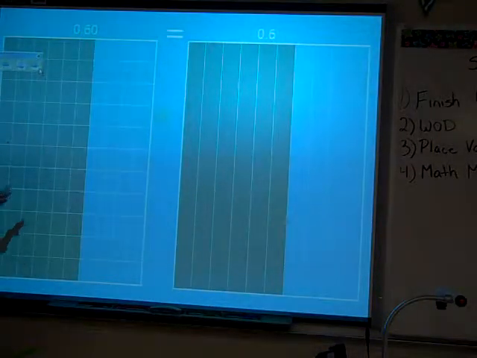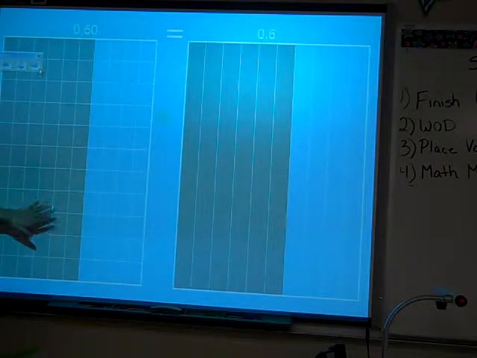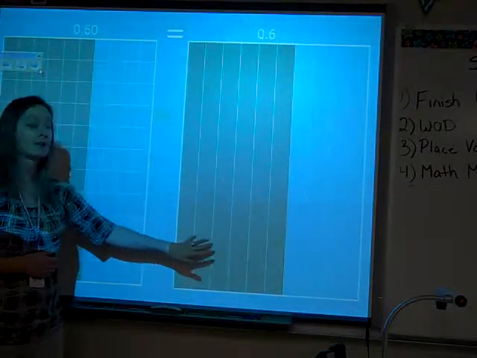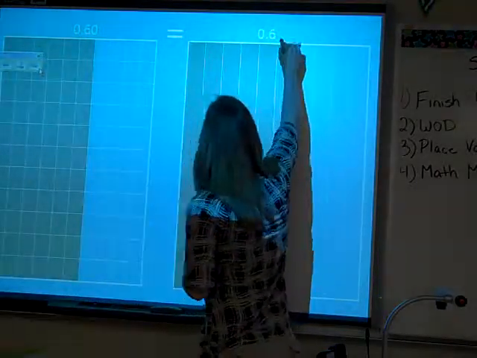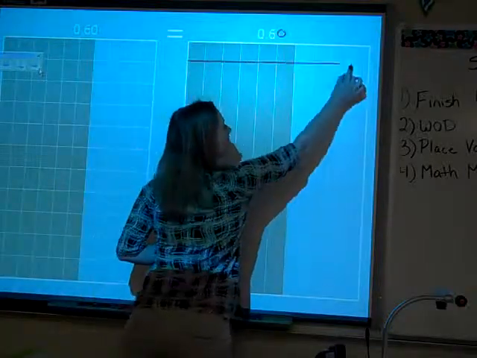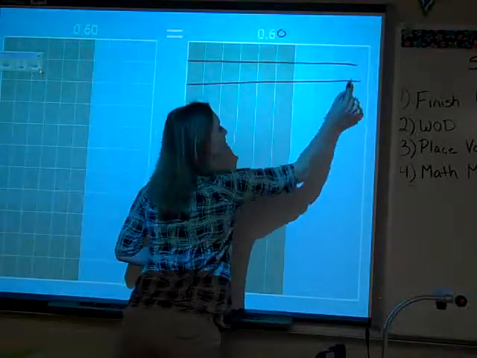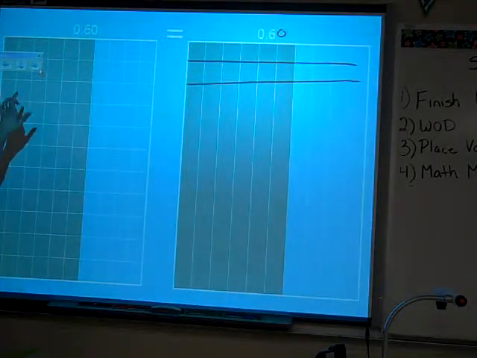Let's look. You might remember this picture from earlier. 60 hundredths is the same as 6/10. And I could turn this 6/10 into 60 hundredths very easily by just putting a ghostly zero here. And as soon as that ghostly zero goes up, I've broken this into 100 pieces. And if I finished drawing those lines, it would look exactly the same as this 60 hundredths.